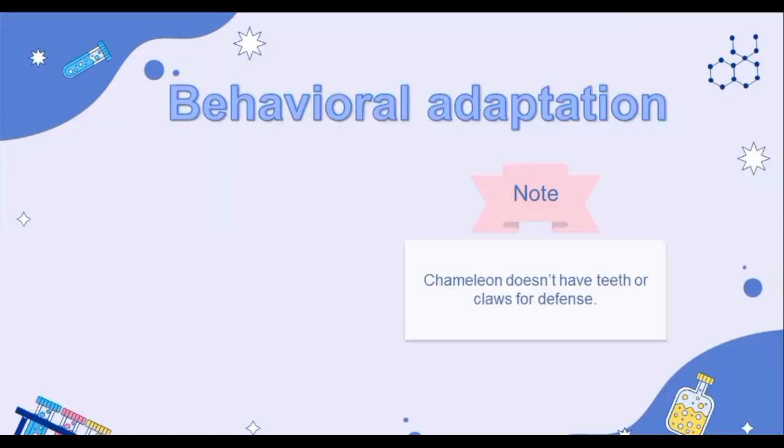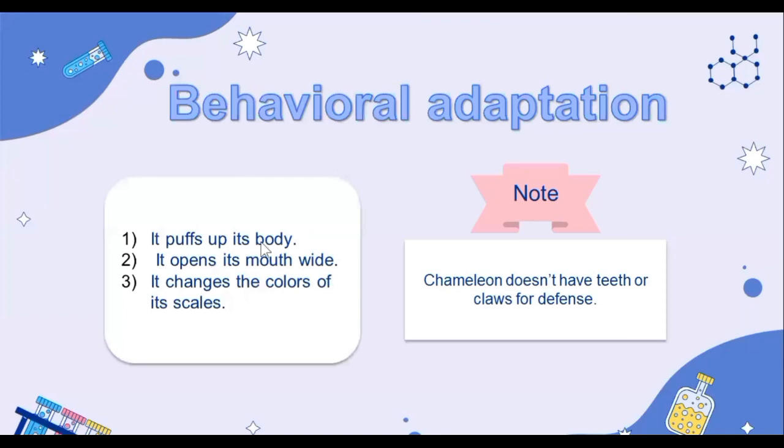behavioral adaptation بتاعت الكاميليون عامة الكاميليون doesn't have teeth or claws for defense، ما عندهاش ولا teeth ولا claws for defense. it puffs up its body. أول حاجة بتعملها بتعمل puffing قبل البادي، بتنفخ البادي بحيث تبان أكبر وتبان أقوى قدام predators أو البريز. it opens its mouth wide، بتفتح بقها قوي بحيث برضه تبان strong enough يعني قدام predators. it changes the colors of its skills، وبتغير من colors برضه بتاع السكيلز، ده يعتبر behavioral adaptation.